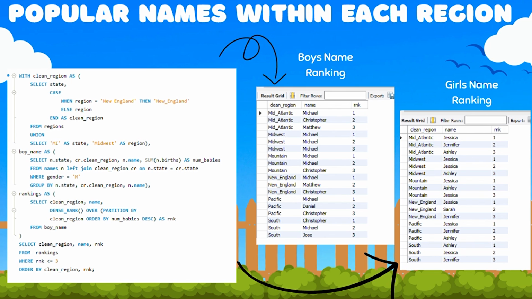The result showed that Michael was ranked 1 in almost every region for boys except the South, where Christopher topped the list. And the same goes for Jessica. Jessica dominated all regions except the South, where Ashley ranked 1. This demonstrates how naming trends vary geographically even among top names.